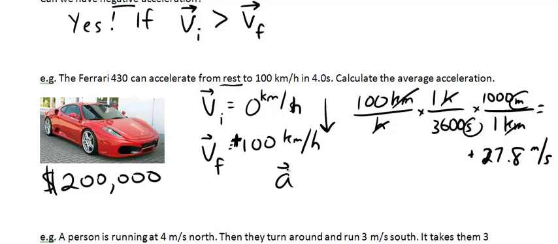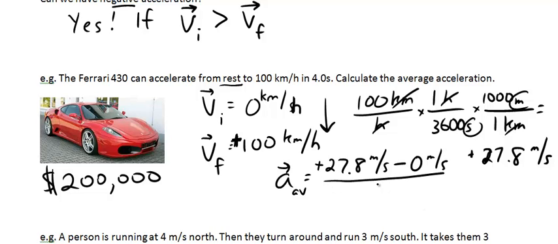Our average acceleration is our final velocity, that's positive 27.8 meters per second, minus our initial velocity, which is 0 meters per second, over our time, 4 seconds. Okay, please pause the video and try it with your calculator. And you should get about 6.95.